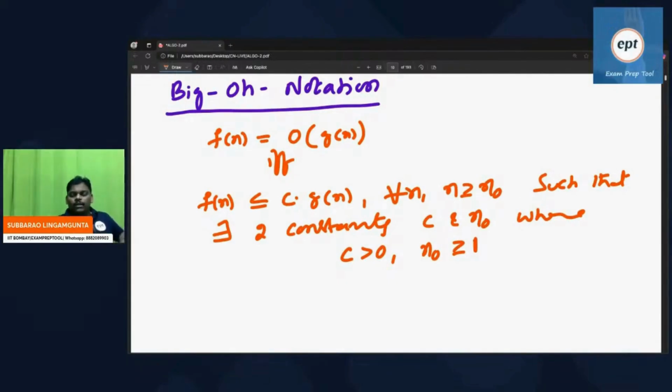Big O notation. F of n is big O of g of n if and only if f of n is less than or equal to some c into g of n for all n where n is greater than or equal to n0, such that there exist two positive constants c and n0 where c is greater than 0 and n0 is greater than or equal to 1.